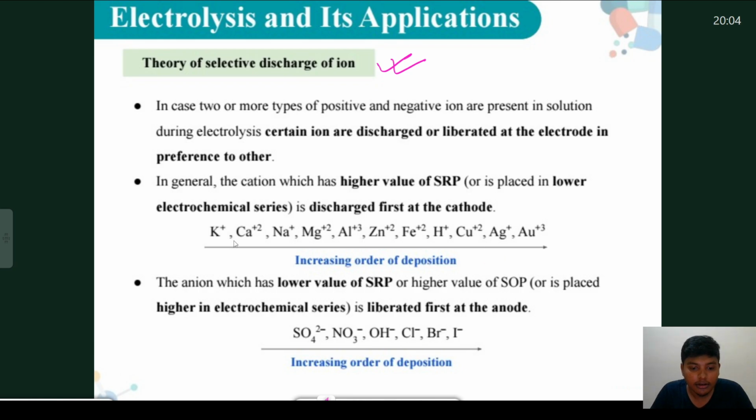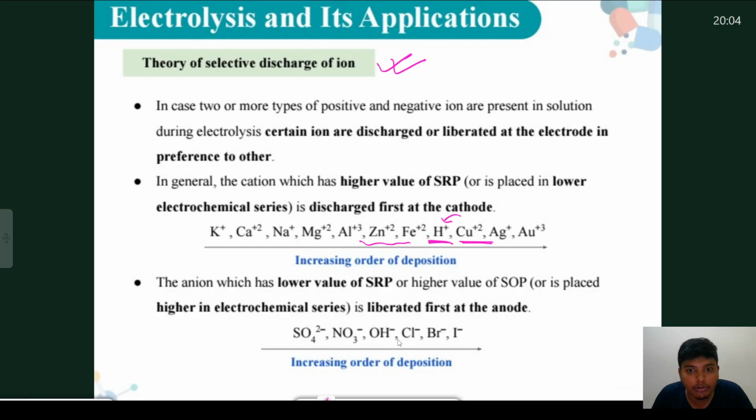See, copper, see hydrogen, copper, silver, and gold. If aqueous solution is not there, then they will deposit easily. And if aqueous solution is also there, then this will deposit. Understood? Now, in this case, what happens?